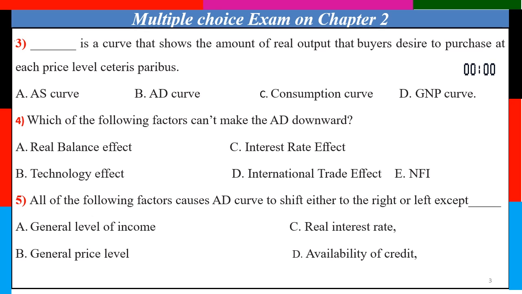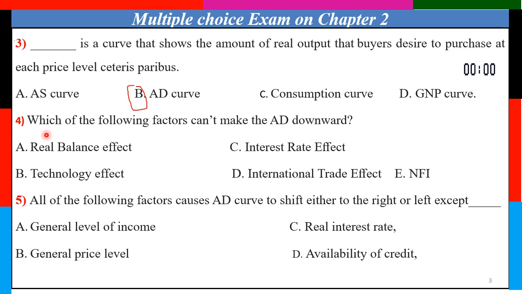Here the right answer is B. Since we are talking about the buyer, which is related to aggregate demand, the right answer is the aggregate demand curve.